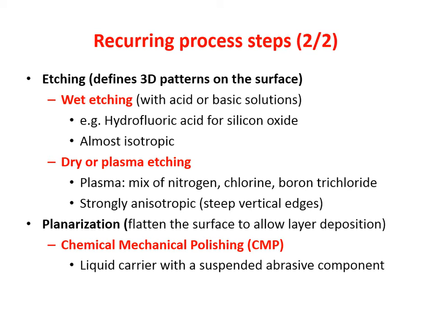Wet etching is almost isotropic. So this was the example before. You remember, we had a structure like this. We had silicon oxide here. Then you have the mask. And then you use wet etching, for example. And you can do something like this, because the etching attacks in an almost isotropic way. So if you want to remove silicon oxide, you do not have sharp edges. The etching goes in all directions.